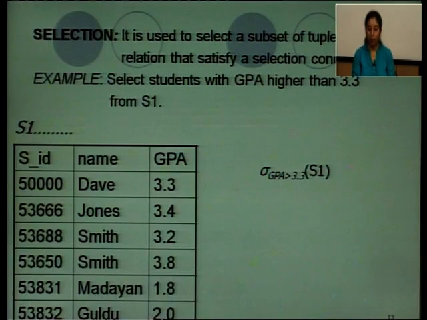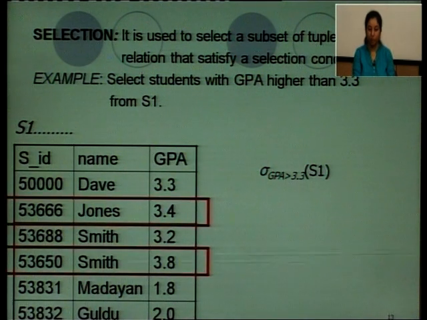So, from S1 we select the students having a higher GPA in this slide, and this sigma notation shows the selection operation. You can see this is used to select these two rows from this particular operation.